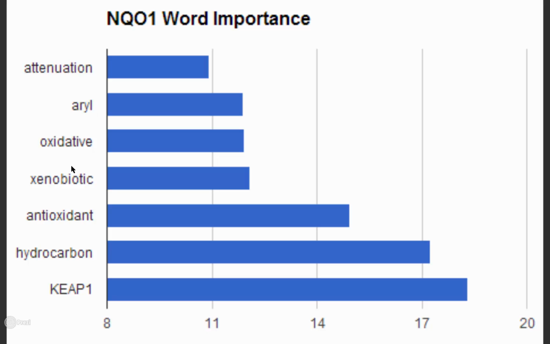Aryl hydrocarbon, this actually points out a weakness in the simplistic design of my code. Because we're only using single words and not pairs of words or terms, we don't notice that this word aryl is probably occurring right before hydrocarbon in most of its occurrences. But we know that NQO1 is involved with aryl hydrocarbons, antioxidants, xenobiotics, oxidative, and attenuation. I don't know what that is doing there, but we should expect these results to have some spurious words involved with them.